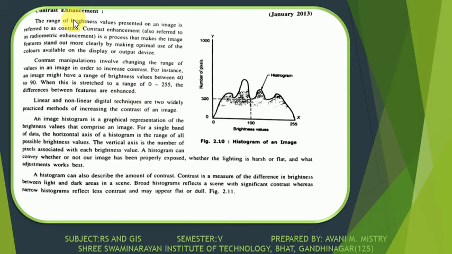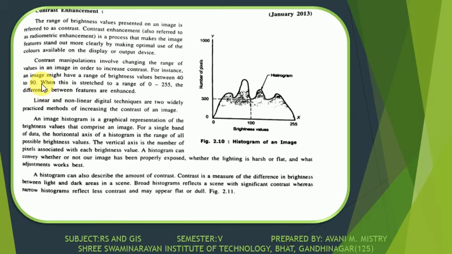Then contrast enhancement. Contrast enhancement का मतलब क्या है? The range of the brightness values presented on an image is referred to as contrast. Contrast enhancement, also referred to as a radiometric enhancement, is a process to make the image features stand out more clearly by making optimal use of the colors available on the display or output. रिवाइज, दैट मीन्स कलर वगैरह ऐसे चेंज करना चाहिए जिसकी वजह से वो इमेज क्लियरली दिखे, अच्छे से दिखे. Okay. Contrast manipulation involves changes in the range of values in an image in order to increase the contrast.